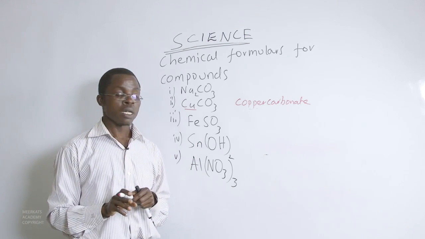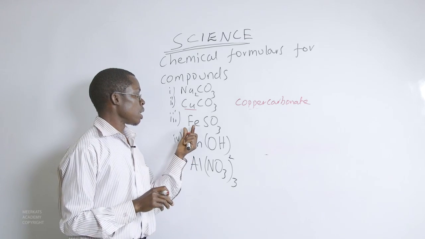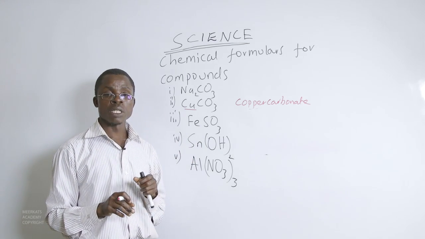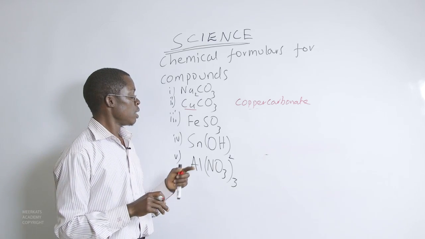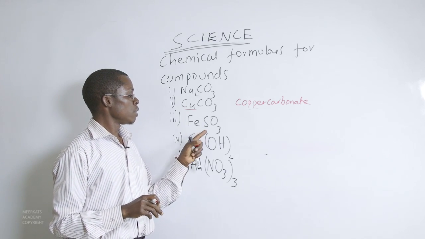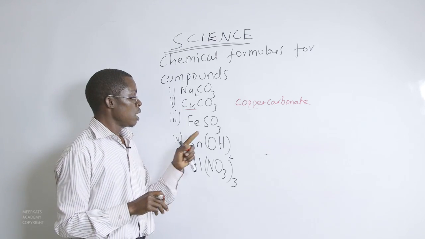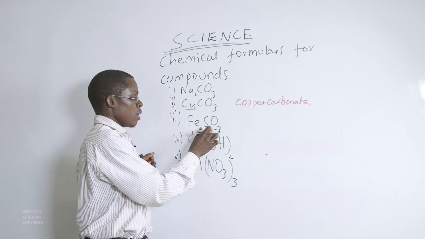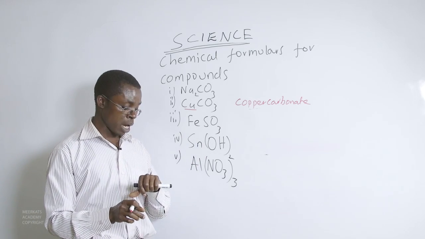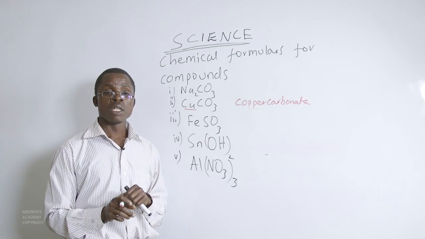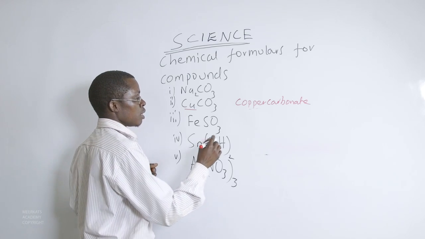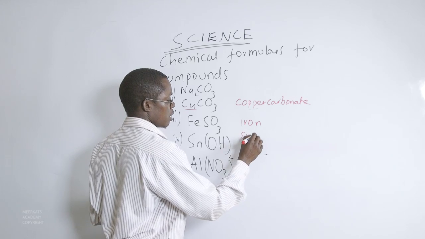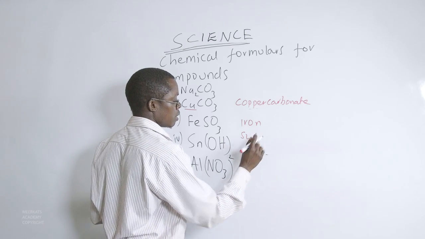Let's look at the third example. The first element is Fe, which is standing in for iron, and here we have sulfur as the second element, and the third element is oxygen. Sulfur and oxygen together form a radical by the name sulfite. So here we have iron and sulfite.